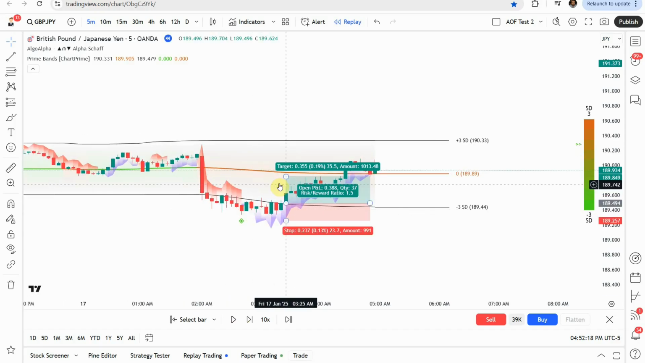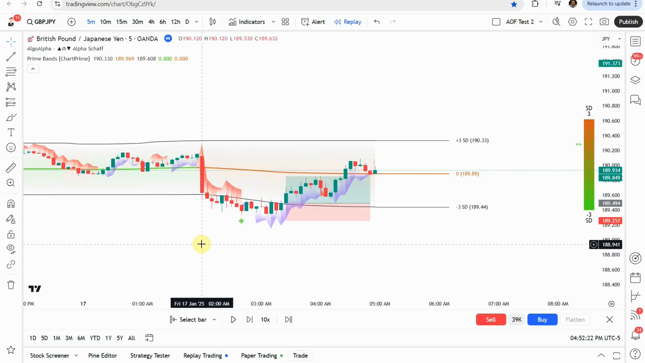This one makes a move a little bit quicker. Nice push, pull back, and then a push again gets us to our take profit once again. Alright, so that puts us at the end of the testing right there.